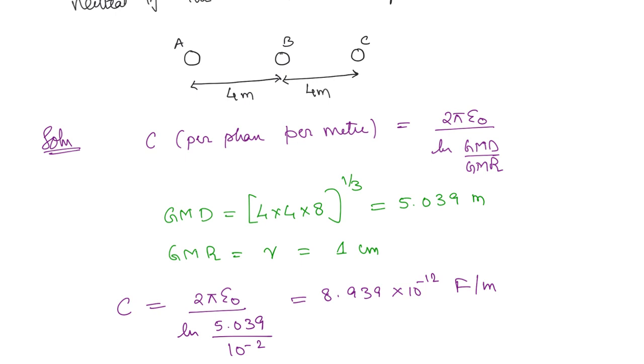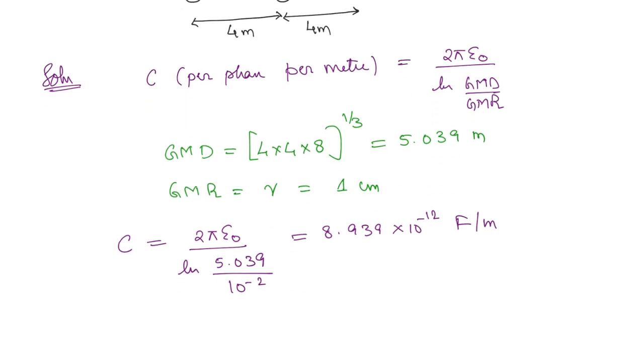Now we want the answer in farad per kilometer. So this will be 8.939 into 10 to the power minus 12. Instead of meter, you can substitute 10 to the power minus 3 kilometer. That 10 to the power minus 3 is going to become 10 to the power 3 when it comes to the numerator. So farad per kilometer, you are going to get 8.939. Instead of 10 to the power minus 9, we will write nanofarad. Nanofarad per kilometer.